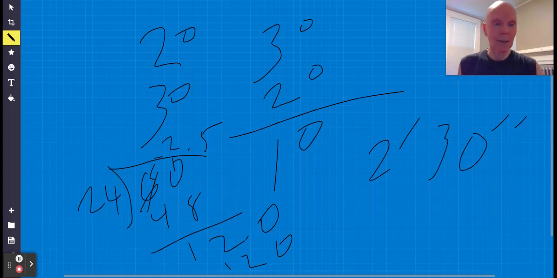Okay, so in 24 hours the sun moves 1 degree. In 1 hour, it moves 2 minutes and 30 seconds.